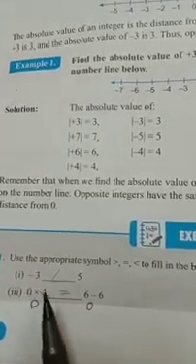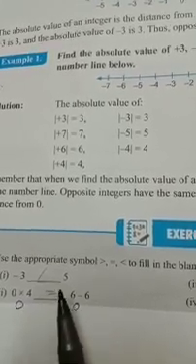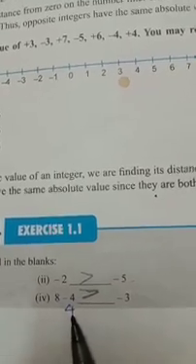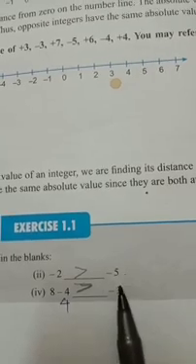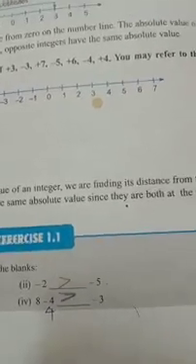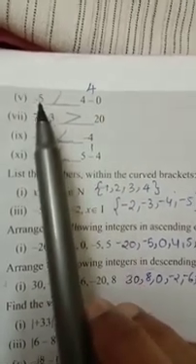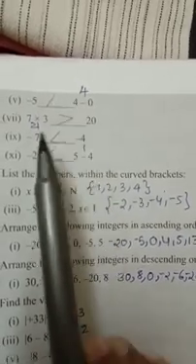0 into 4, 0 into any number is 0. 6 minus 6 is also 0. 0 equals 0. 8 minus 4 is equal to 4, and -3. Positive number, negative number. Positive is the greater. So 4 is greater than -3. Next: -5 and 4 minus 0, which is 4. -5 and plus 4. The plus number is greater.